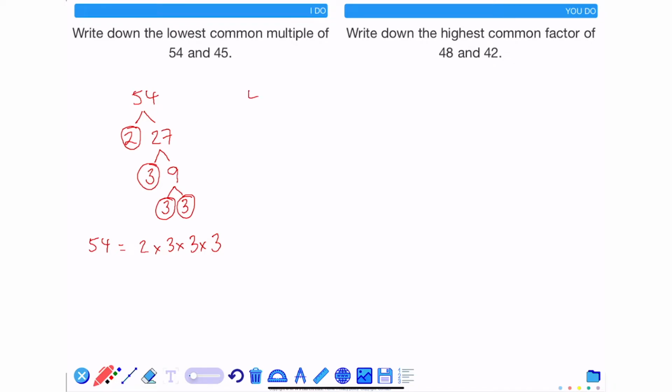Now doing exactly the same to 45. This can be written as 5 and 9. 5 is a prime number, 9 isn't. So this can be split into 3 and 3, both of which are prime. So 45 can be expressed as 3 times 3 times 5.